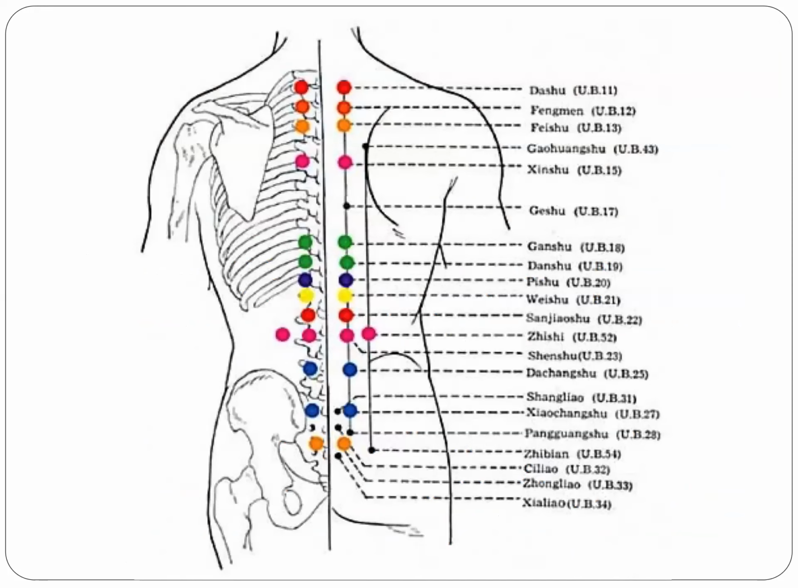So here is the diagram of the urinary bladder points.